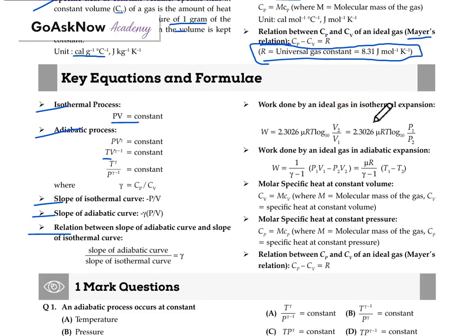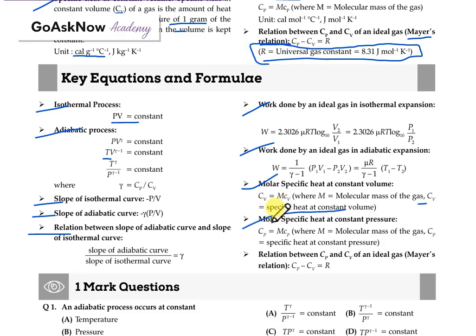Work done by an ideal gas in isothermal expansion, W equals 2.3026 nu RT log10 of P1 upon P2 for pressure, or V2 upon V1 for volume. That is for isothermal expansion. For the adiabatic expansion, W equals 1 upon (gamma minus 1) times (P1 V1 minus P2 V2), or nu R upon (gamma minus 1) times (T1 minus T2). This is for the adiabatic expansion. Molar specific heat at constant volume: Cv equals M c v, where M is the molecular mass of the gas and c v is the specific heat at constant volume.